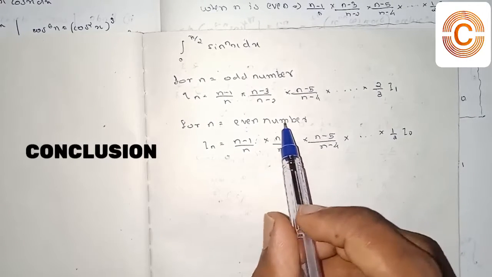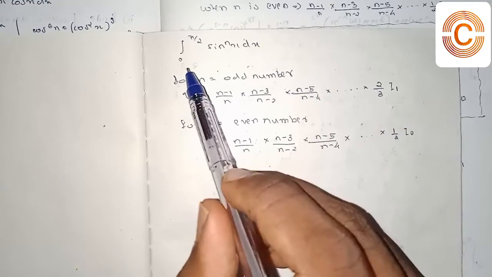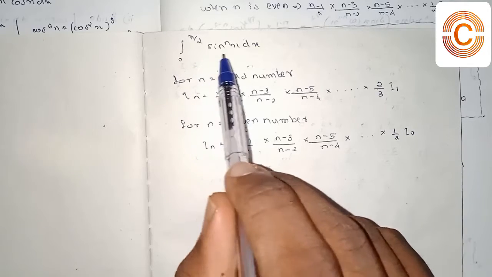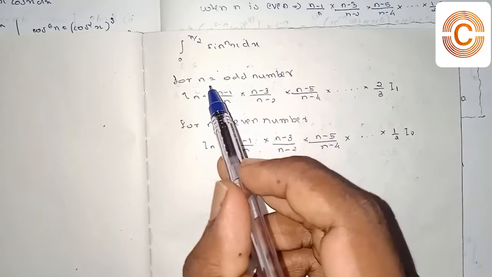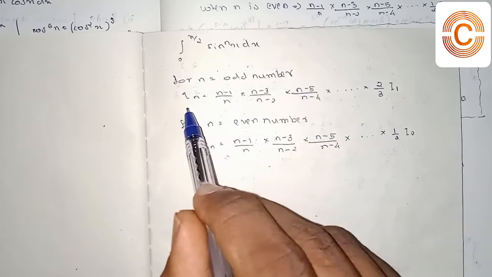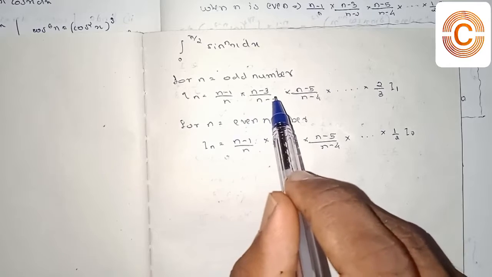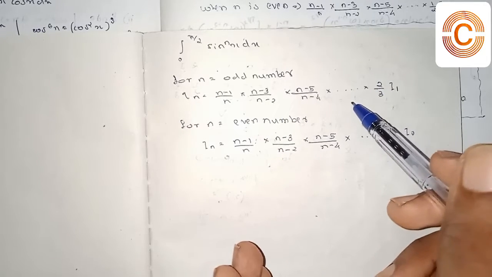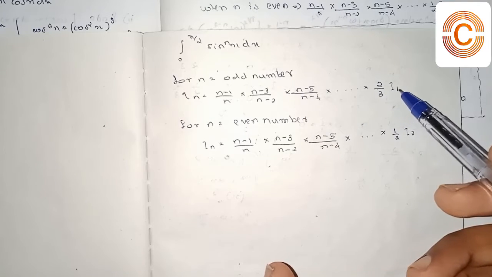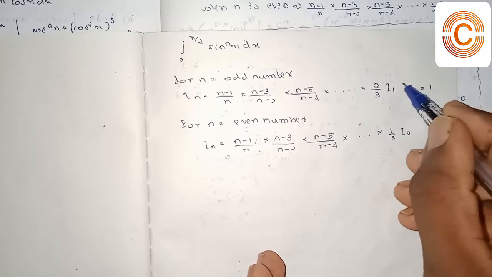So note that in this video, or in this session, we mainly learn how to find the integral from 0 to pi by 2 of sine raised to n x dx. For n an odd number, the formula is In equal to (n minus 1) divided by n, into (n minus 3) divided by (n minus 2), into (n minus 5) divided by (n minus 4), into etc., into 2 by 3 into I1, where the value of I1 is equal to 1.